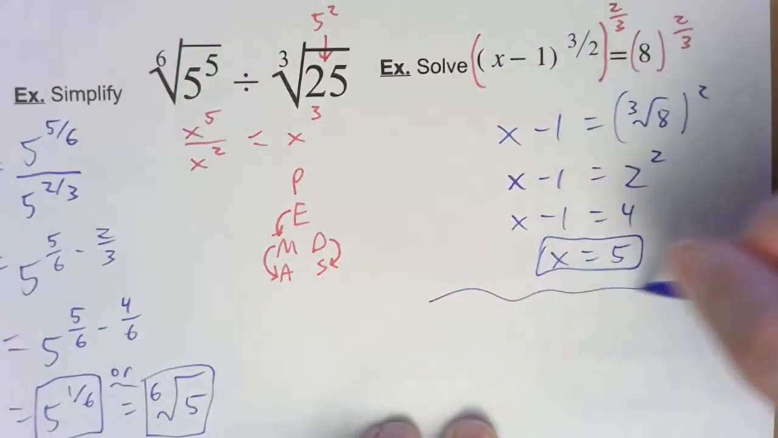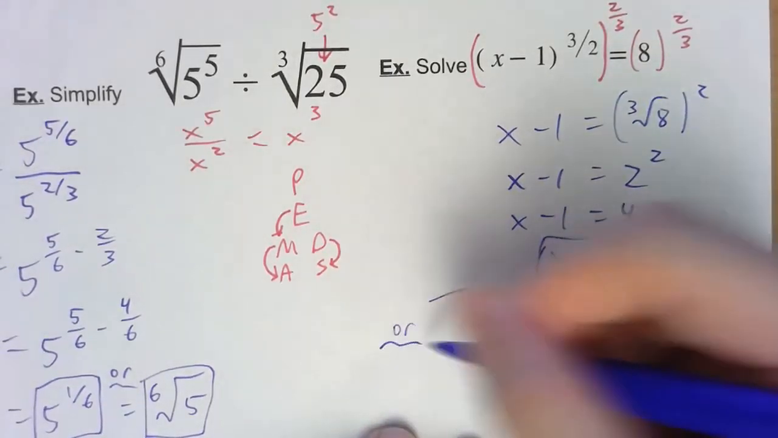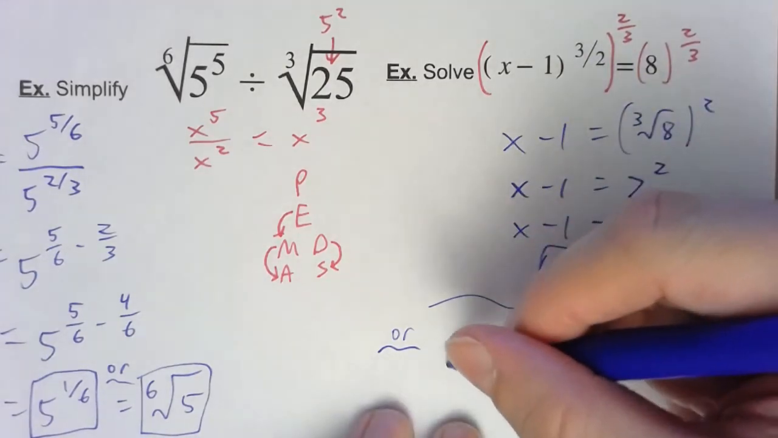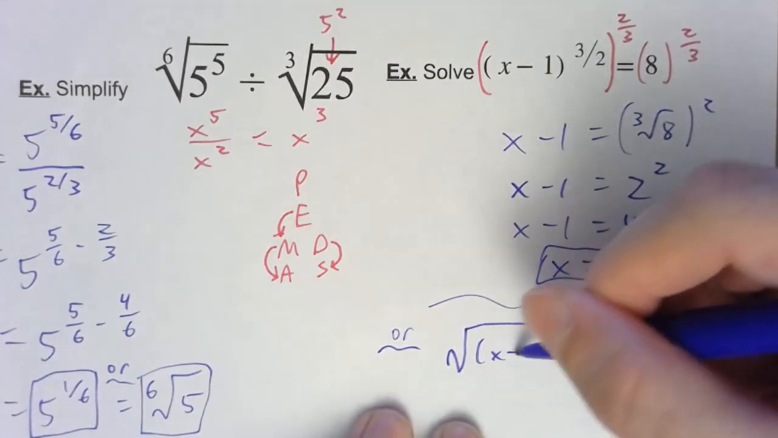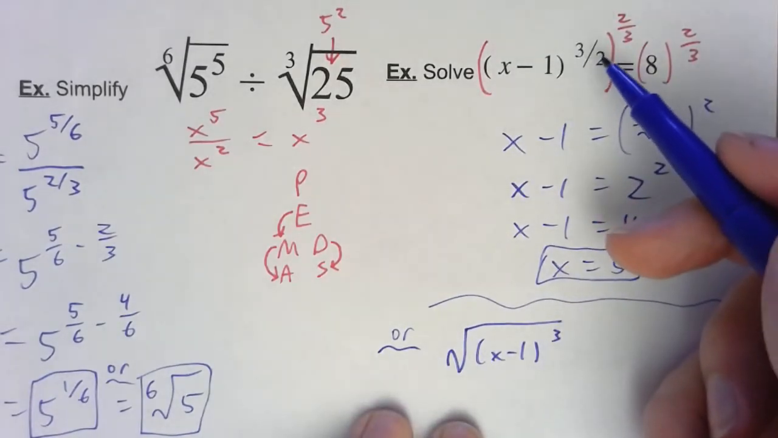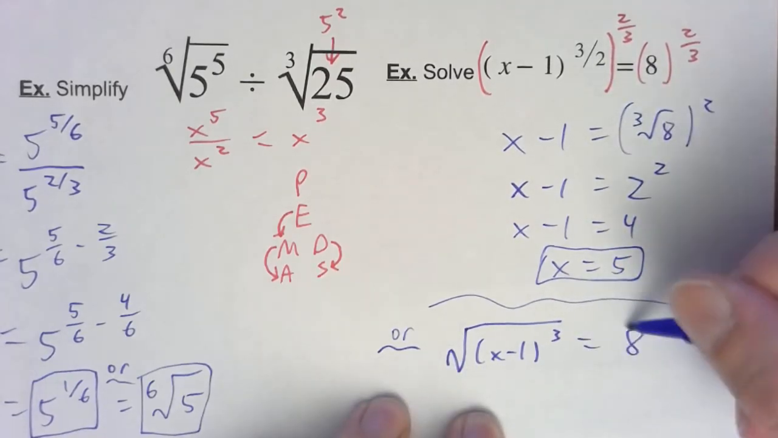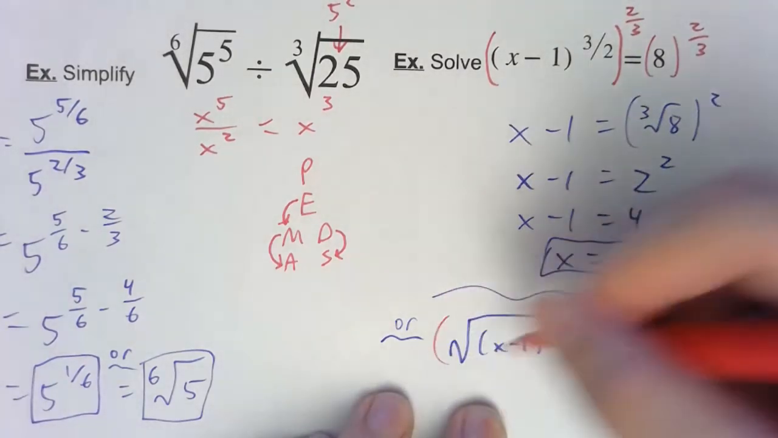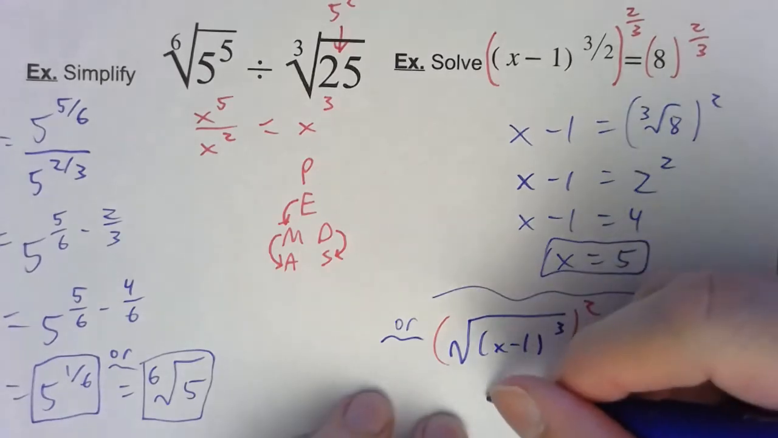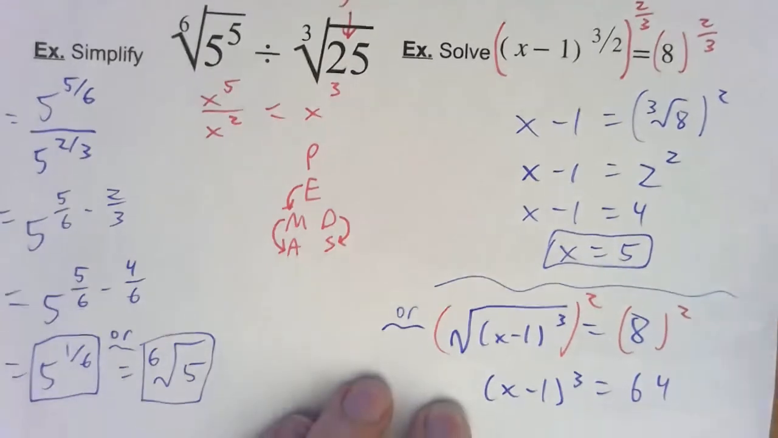Another way to do it, if these weird exponents are kind of throwing you for a loop, you could also write out what this exponent is. Right? This exponent is the square root of x minus 1 cubed. Again, 2 in the denominator of the fraction exponent is a square root. We just don't write the 2 in there. And then this equals 8. And so then you could say, well, I'm going to cancel out the square root by squaring. And so then you would have x minus 1 cubed is 64.